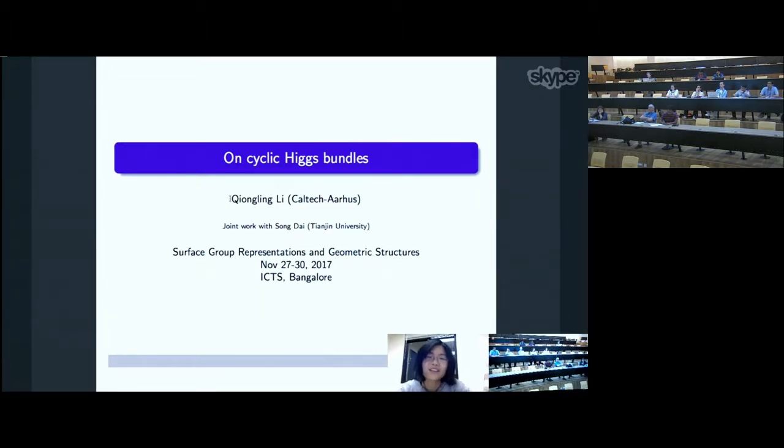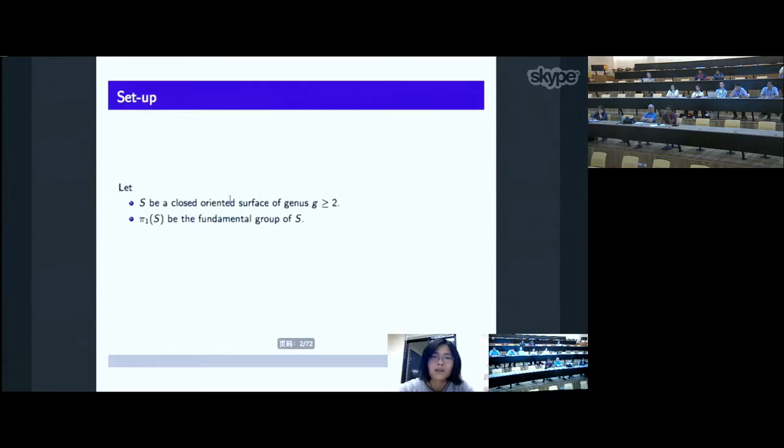So the talk is on cyclic Higgs bundles. This is joint work with Song Dai from Tianjin University. Okay, let's do some setup.